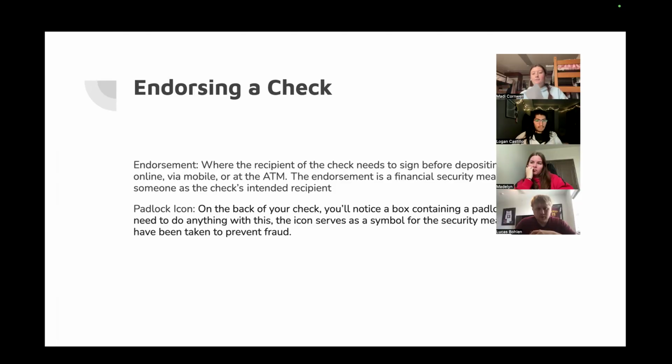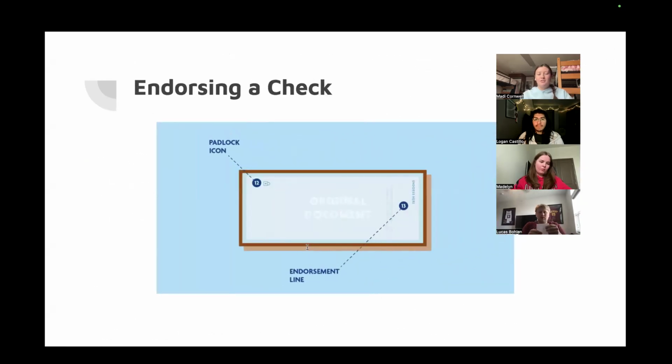On the back, you can see there is an endorsement line on the check. Sorry again, Logan, but I didn't add a padlock icon because it really doesn't have much of a meaning besides showing the bank that it's a real check, I guess. But then the endorsement lines can come in a few different ways. On this example, you can see the faint three lines, but some come with one. It's just important you keep the signature on the endorsement lines, not below, because that could make your check invalid.